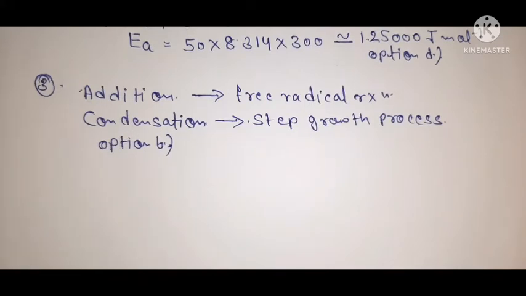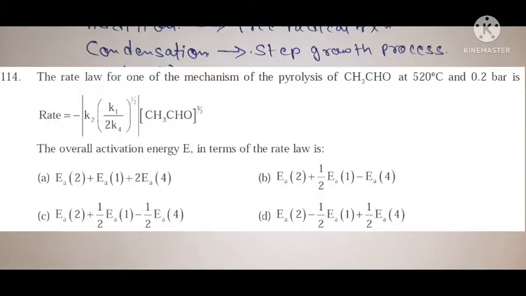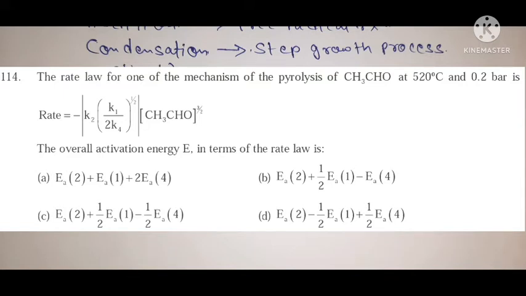Understand? Okay, so we move towards our next question, and see, it says the rate law for one of the mechanisms of the pyrolysis of acetaldehyde at 520 degrees centigrade and 0.2 bar pressure is given. The overall activation energy in terms of the rate law is, and we have these four options A, B, C and D. You must find the activation energy in terms of this rate law for this reaction. This question is coming for 4 marks, remember. That means it is coming in your part C, remember.